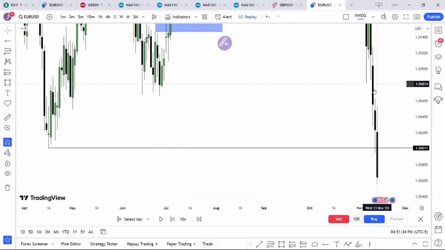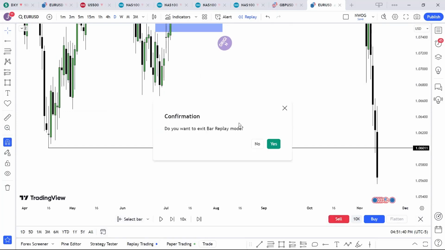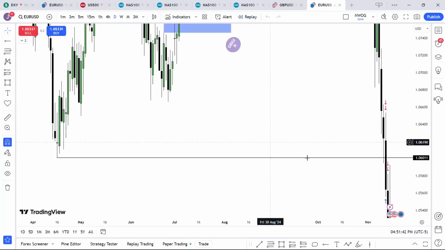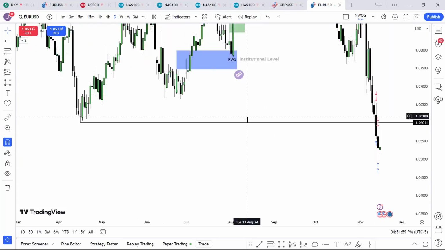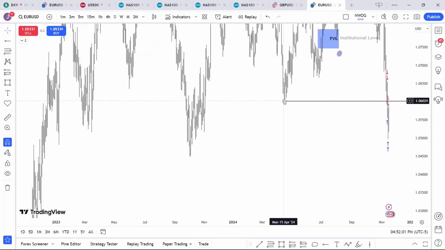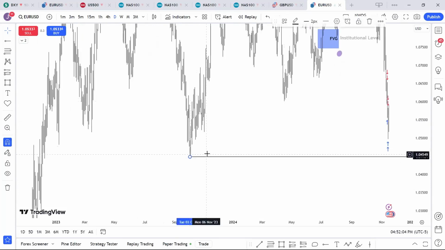Okay, it won't show because I'm on replay. I think I have to take this replay out. So that's okay. Yeah. So you can see I bought here. Here's what I bought at this point, and then I took my profit as price got into this price balance. So this is where we are currently, and we're looking forward to see price take this low.